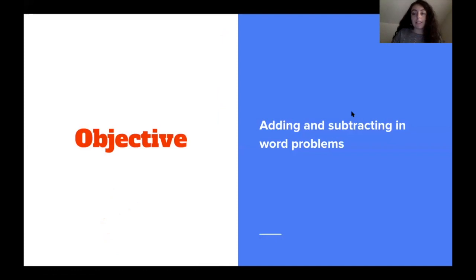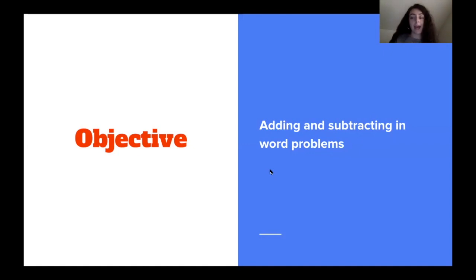All right, today's objective is that we're going to be adding and subtracting in word problems. Now, a word problem is instead of just giving you the equation, like for example, 3 plus 2, we're going to give you a word problem and it's kind of like a mystery and you have to solve the mystery of the number that's missing. So those are word problems that we're going to be practicing.